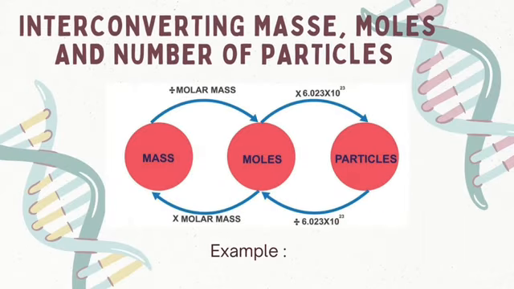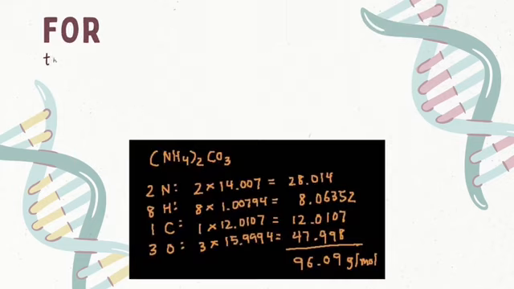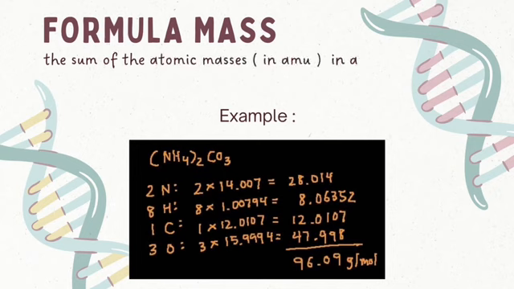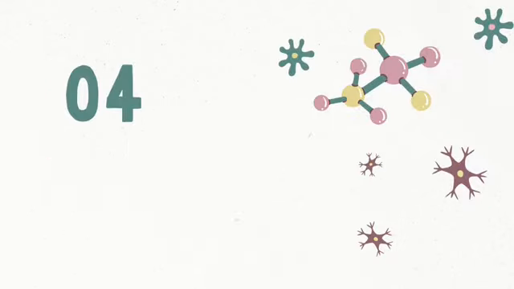Interconverting mass, moles, and particles. Mass, moles, and particles can be converted between each other. Use molar mass to convert between mass and moles, and Avogadro's number, which is 6.022 times 10 to the power of 23, to convert between moles and particles. Formula mass is the total of the atomic masses of all atoms in an ionic compound. It is calculated by adding the atomic masses of each element in the formula.